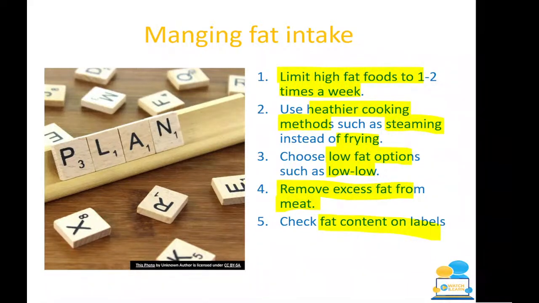Use your low-fat options. And when you're getting those packs of butter in a cafe, when they give you two, one portion is actually one of them, so you shouldn't actually be using the two on your scones or your bread. Remove excess fat from meat, so your pork chop, trim around the fat. Check fat content on labels, so go to labels. Everything is required by law in Ireland to be labelled, and it has to have the nutritional information on it by law.